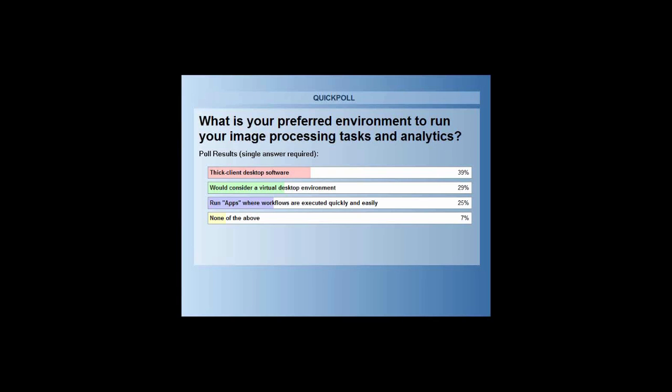All right, let's look at the results. So it looks like about 39% of people say that they use a thick client or desktop software. 29% would consider a virtual desktop. 25% run apps where workflows are executed quickly and easily.